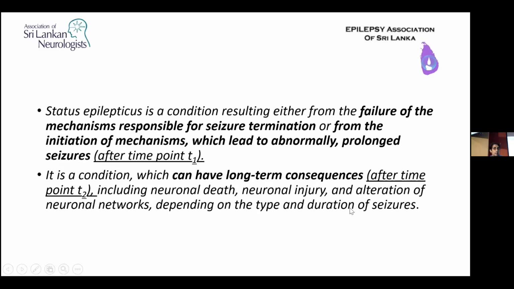So at T1, we think that there is a failure of mechanisms responsible for self-termination of seizures, as well as other mechanisms which lead to abnormally prolonged seizures. So these mechanisms also get activated. There are two sets of mechanisms which are actually promoting the seizure to be prolonged by the time you are at 5 minutes, or some of the studies say 6 minutes. This has been repeatedly corroborated in many studies, mostly animal studies as well. After T2, we know that there is neuronal death and neuronal injury. So what are these two times that we are talking about?